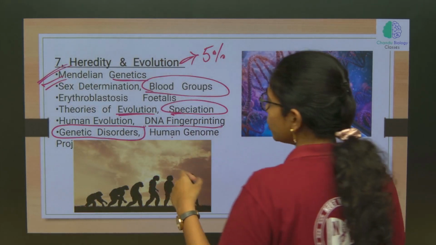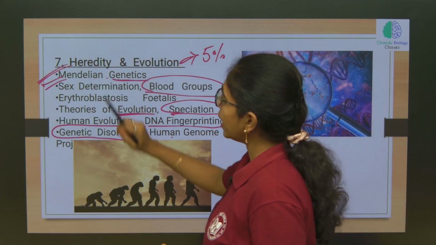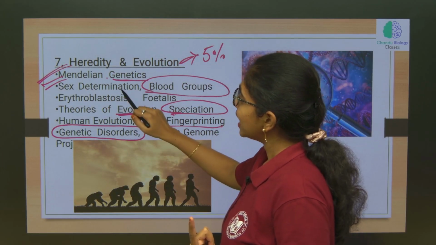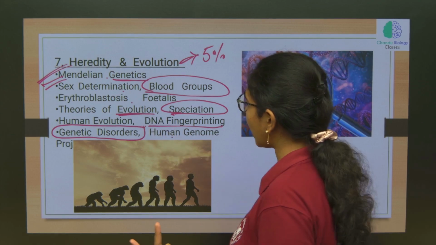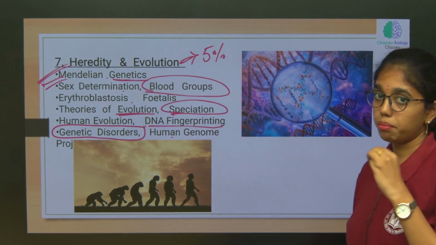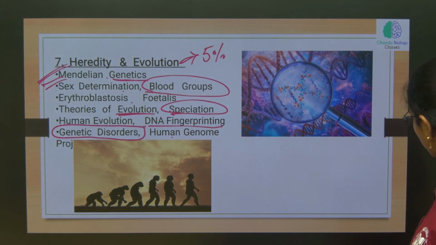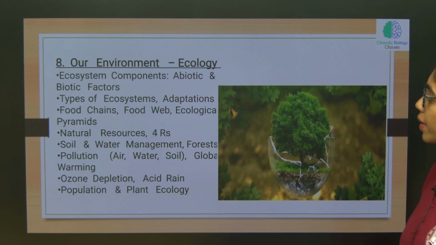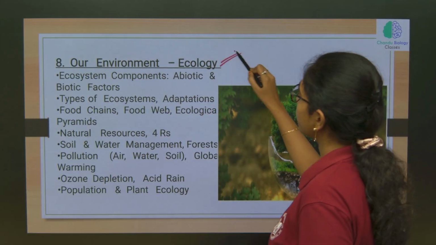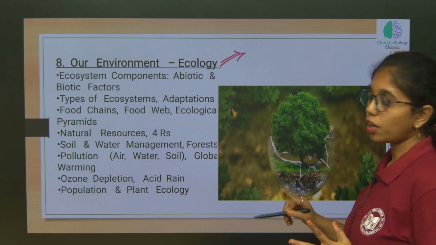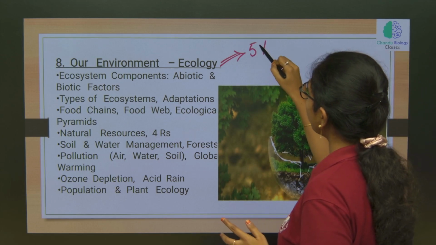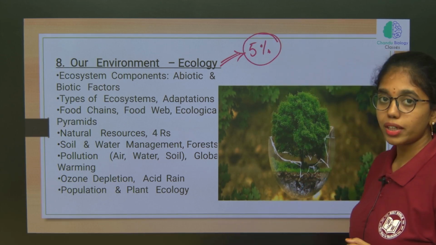Okay, so of this we need to highlight still Mendelian genetics, genetic disorders, sex determination, erythroblastosis, DNA fingerprinting, major segments of this chapter. Next, our environment, ecology. So for our environment and ecology, we can expect again 5 to 6% of the total questionnaire.